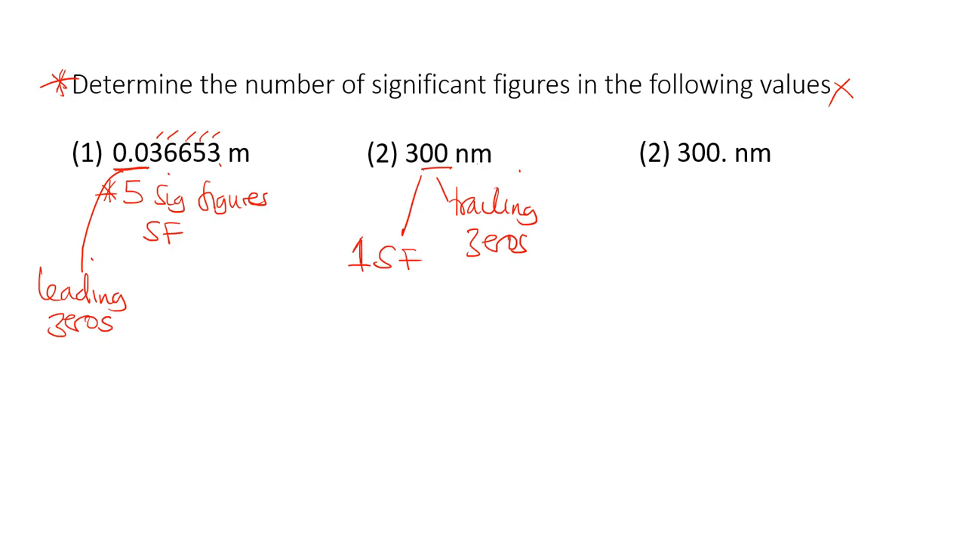This should be number 3, not number 2. So number 3 has a point here. It tells us that number 3 has 3 significant figures because of the presence of this point here. So 1, 2, 3. So this one has 3 significant figures. That's how you practice dealing with these problems. So let's move on.